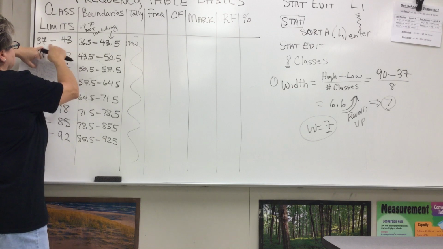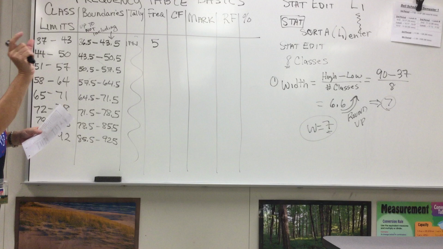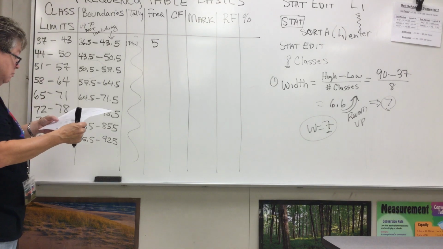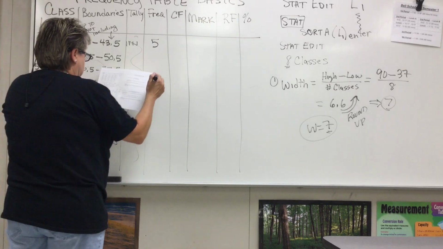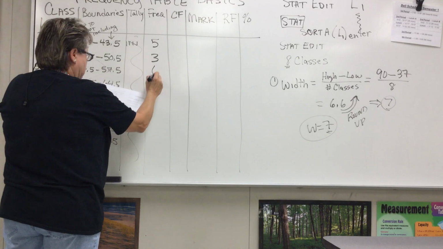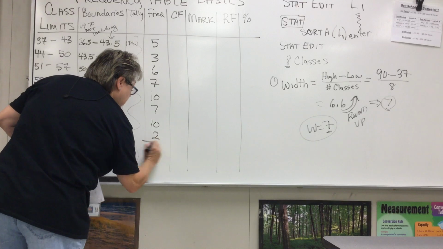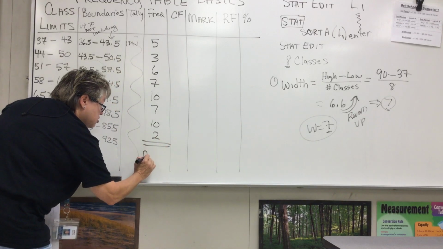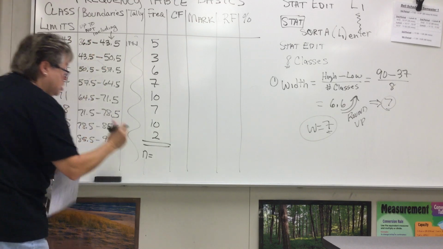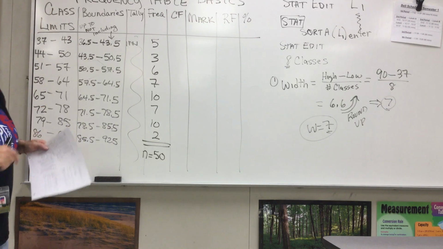And actually count. For this first interval, I counted a frequency of 5. I had 5 numbers in that range. Then I go to the next one. Between 44 and 50, how many numbers do I have? I counted 3. How many in the next one? 6. And if I keep going, 7, 10, 7, 10, 2. If I check my work, that gives me little n. N is always your total data points. That should add up to be 50, because that's how many data points I had to start with.